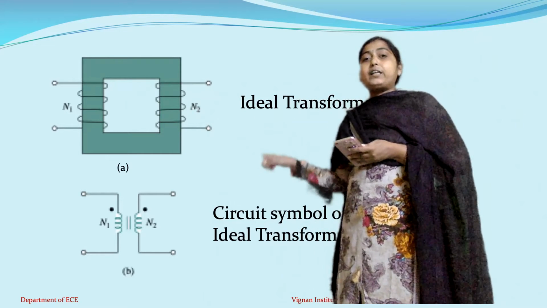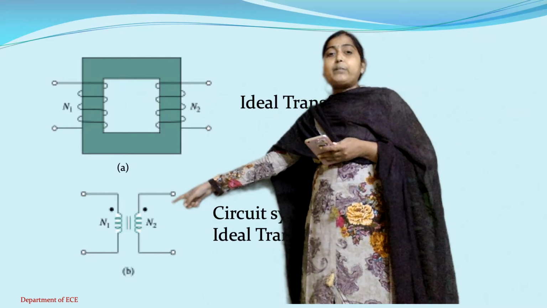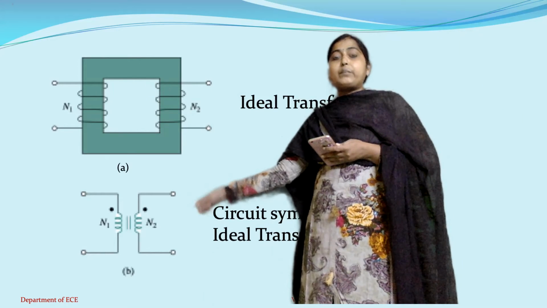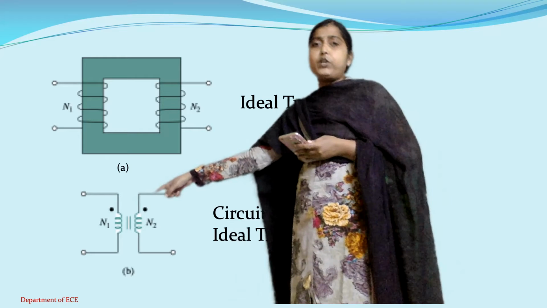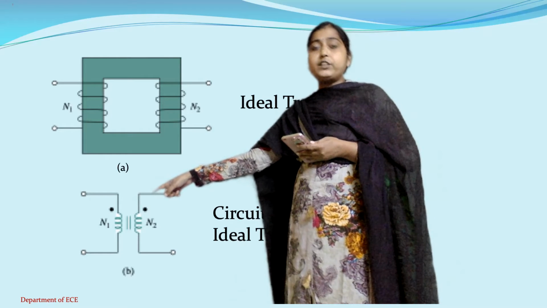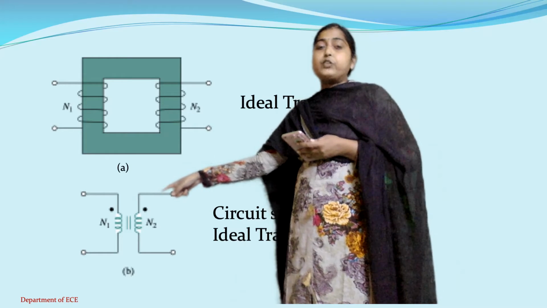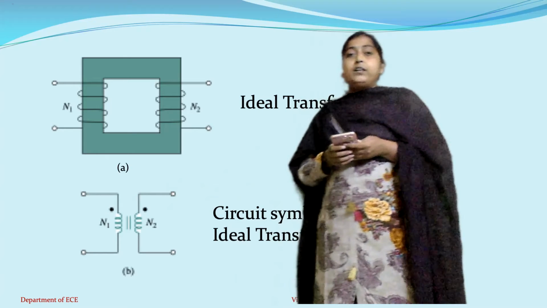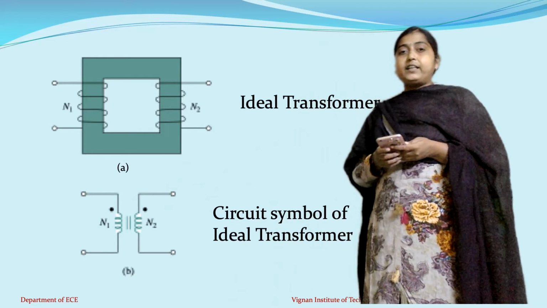Practically, the symbolic representation of an ideal transformer is shown below here. It is represented with two coils, and the number of turns in the two coils is represented as N1 and N2. Then the dot convention, we already know. Why do we use a dot convention? We use the dot convention to know the direction of the induced mutual inductance voltage. Here N1 and N2 represent the number of turns in the primary winding and the secondary winding.